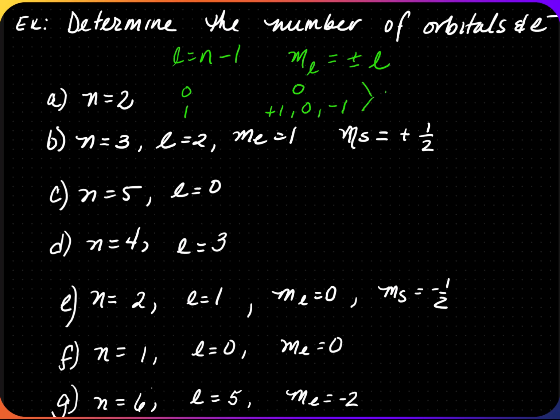So there's a total of 4 orbitals. Each orbital can have a maximum of 2 electrons. So that means 4 times 2. So there's going to be 8 electrons total.